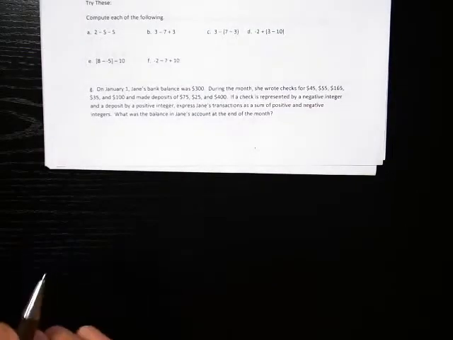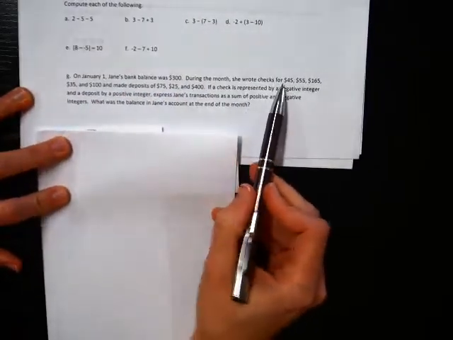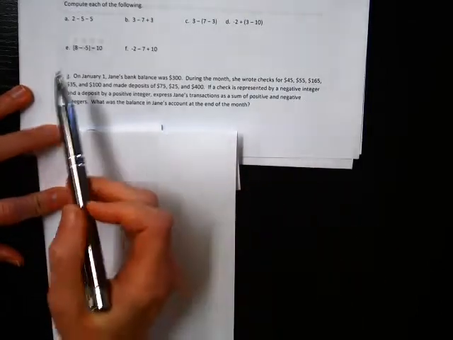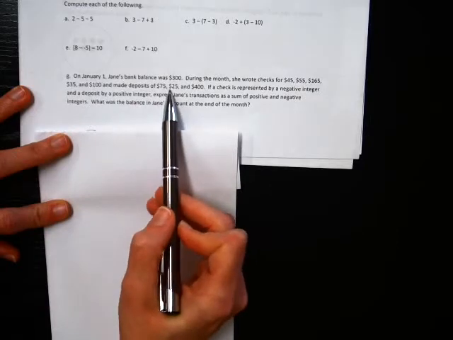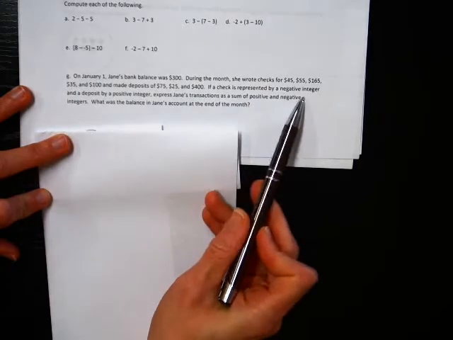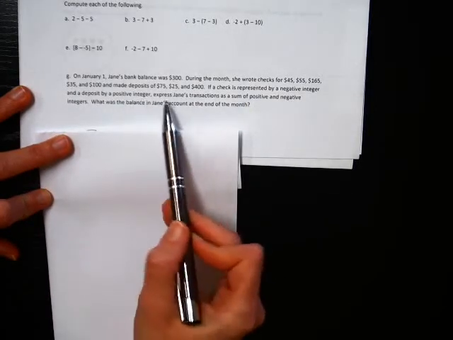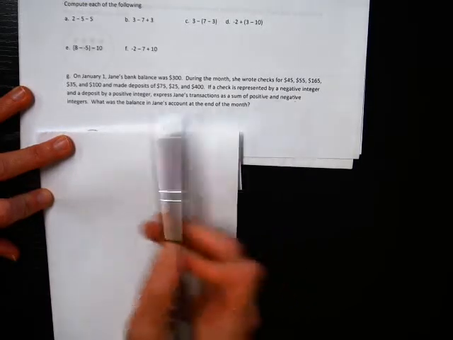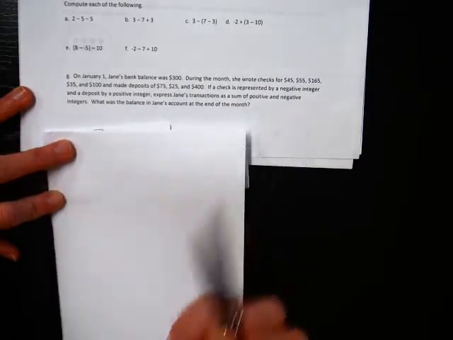Okay? And so for the last one here on G, it says on January 1st, Jane's bank balance was $300. During the month, she wrote checks for $45, $55, $165, $35, and $100, and she made deposits of $75, $25, and $400. If a check is represented by a negative integer and a deposit by a positive integer, express Jane's transactions as a sum of positive and negative integers. What was the balance in Jane's account at the end of the month?